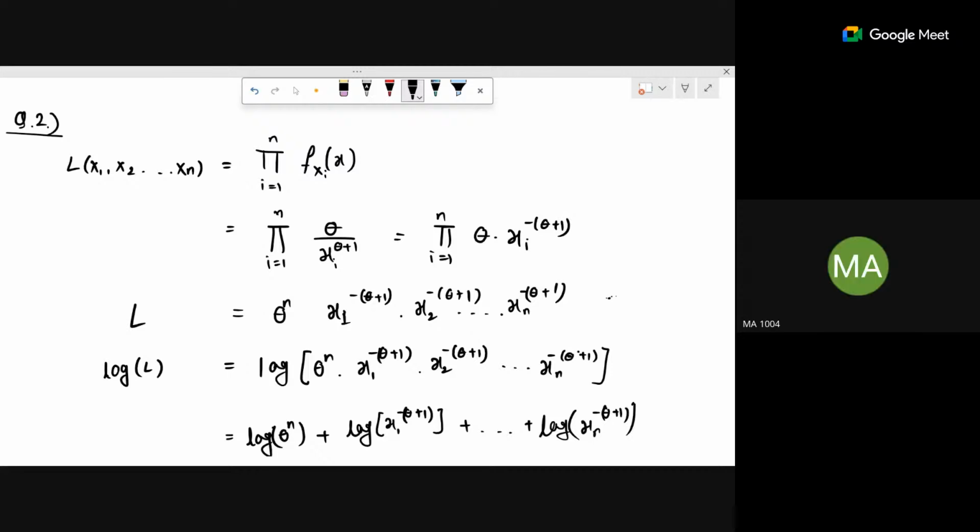You are getting what? n by n minus 1. How? If you differentiate this with respect to theta, how have you differentiated it? This is theta raised to the power n, and you have to use the product rule, right? Yes, ma'am. And this is a raised to the power theta, so what's the differentiation for that? A power theta into log a, right? Yes, ma'am.